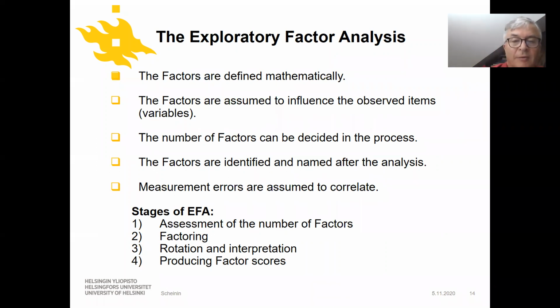So what do we do? First of all, we assess how many factors we should have. Then we do the actual factoring. Then we rotate, which means finding the most elegant and understandable solution. And then we go on with producing factors.